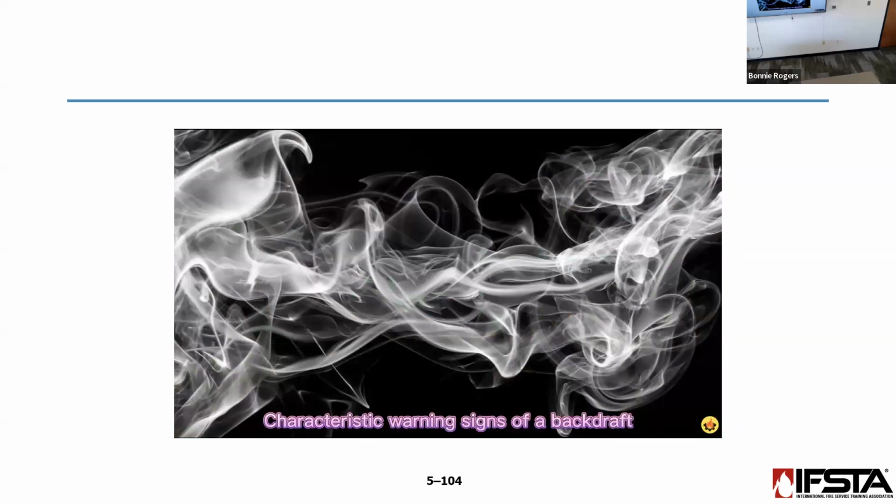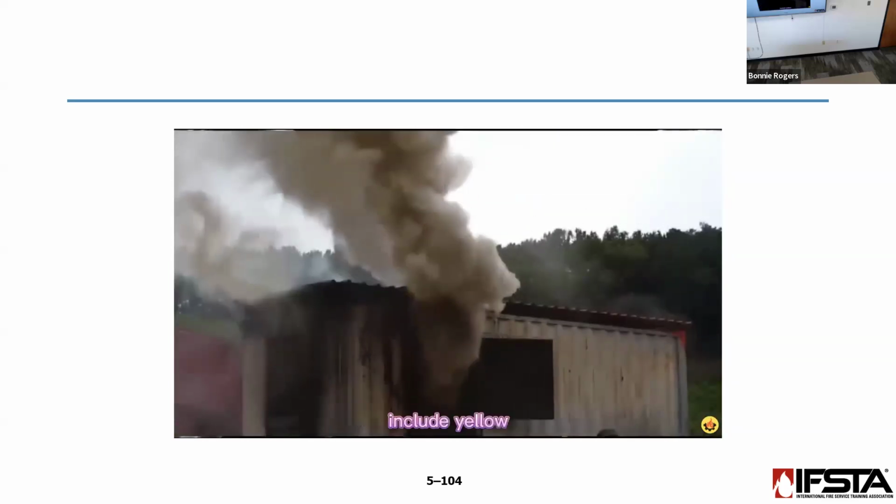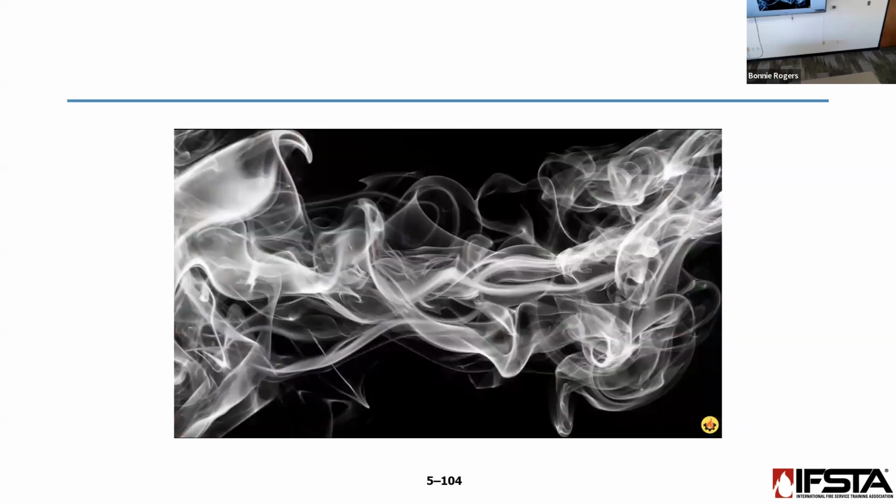Characteristic warning signs of a backdraft include yellow or brown smoke, and smoke which exits small holes in puffs, a sort of breathing effect. Edges of doors and windows appear brown or black when viewed from the exterior, due to soot from incomplete combustion. This is an indication that the room lacks enough oxygen to permit oxidation of the soot particles.